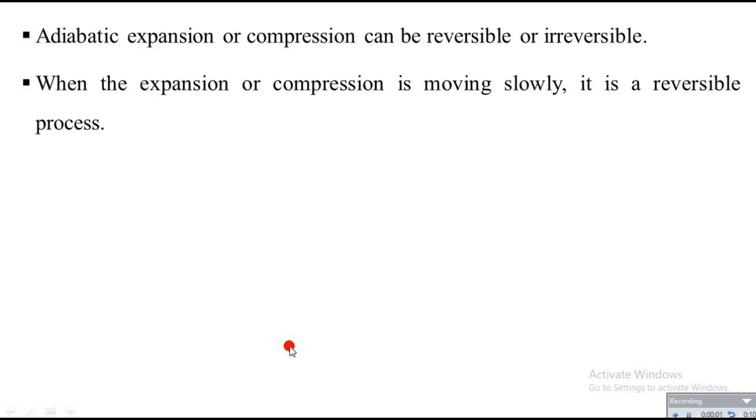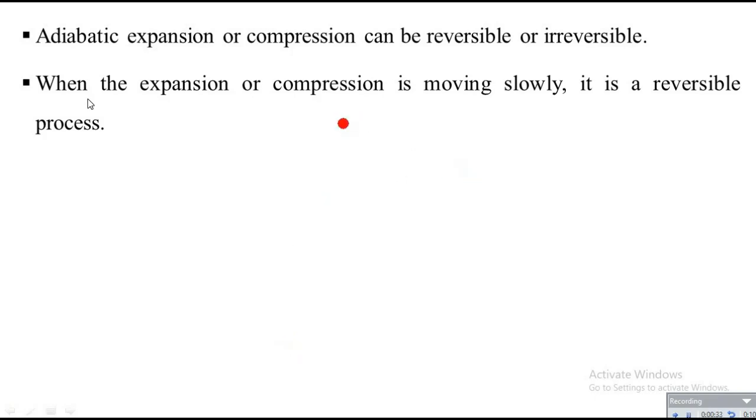So I was telling you that in adiabatic expansion or compression, we might have either a reversible or an irreversible process. We have seen the difference between reversible and irreversible processes. When you have an expansion, it can be reversible or irreversible. When you have a compression, you might have a reversible compression or an irreversible compression.